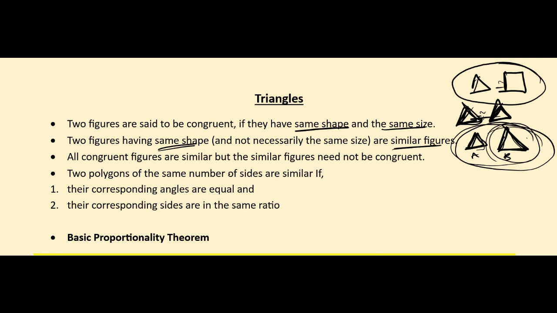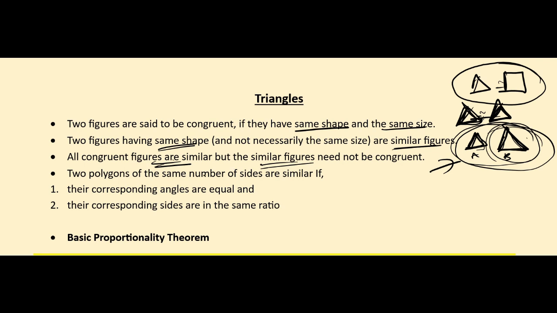The next point is that all congruent figures are similar, but similar figures need not be congruent. For example, all laddus are sweets, but all sweets are not laddus. So all congruent figures are similar, but similar figures need not be congruent. Here itself we can see an example.